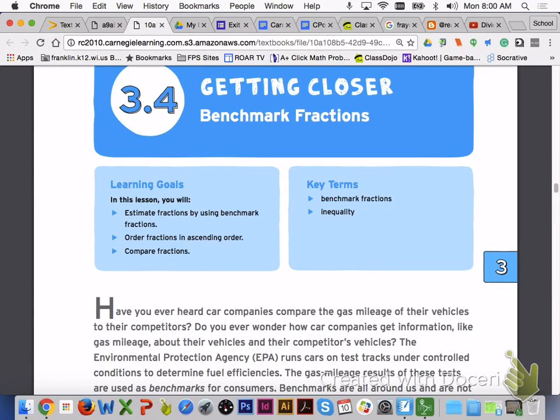Hi class, in lesson 3.4 you will be learning about benchmark fractions. Learning targets for today: estimate fractions by using benchmark fractions, order fractions in ascending order, and compare fractions. Key terms in lesson 3.4: benchmark fractions and inequality.